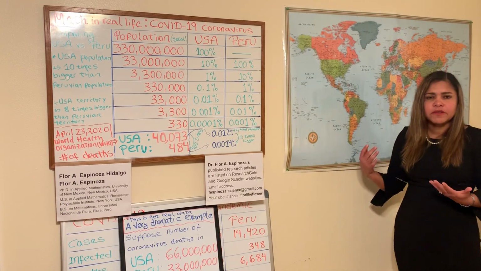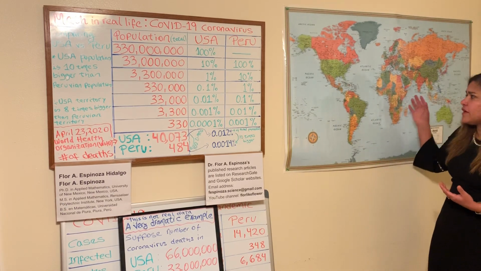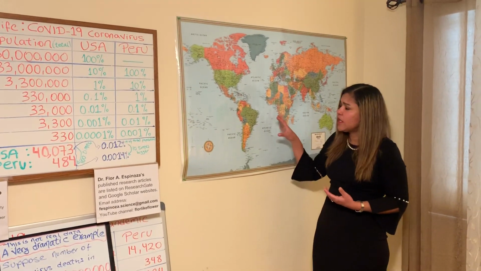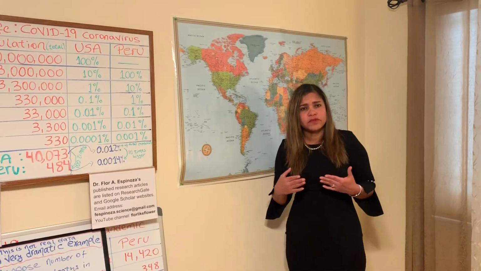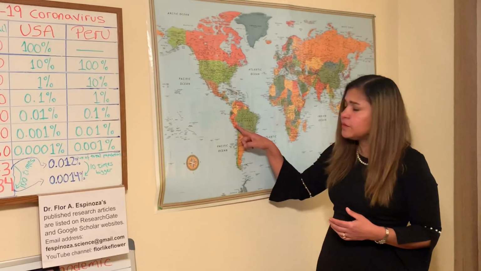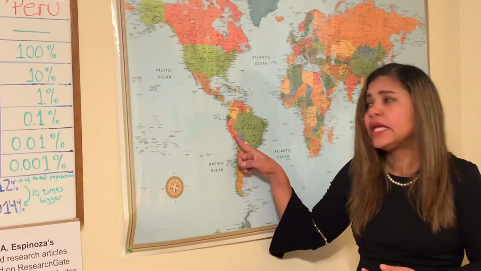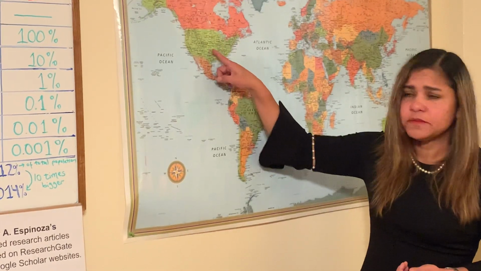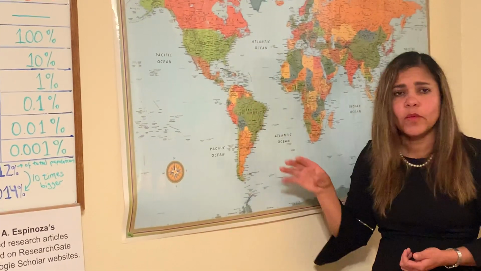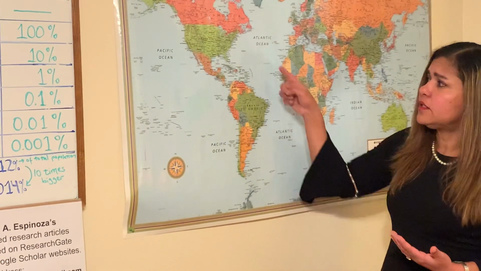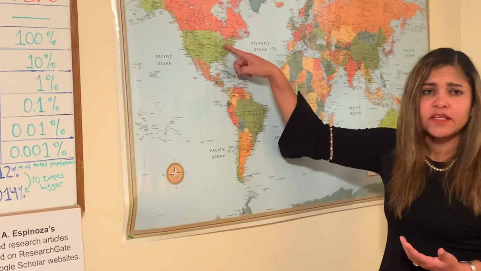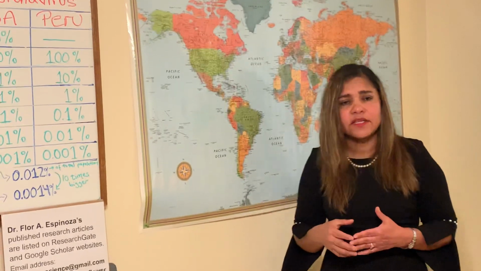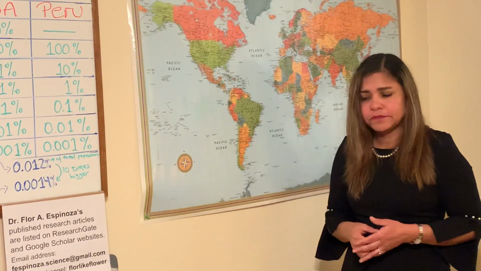Currently, the coronavirus pandemic has affected more than 200 countries worldwide. In this presentation, I'm going to focus on two countries: Peru, my birth country, where I'm from, and the United States, my adopted country, where I live. From this map, we can easily notice that geographically, the United States is much bigger than Peru. Roughly, the United States is 8 times bigger than Peru.